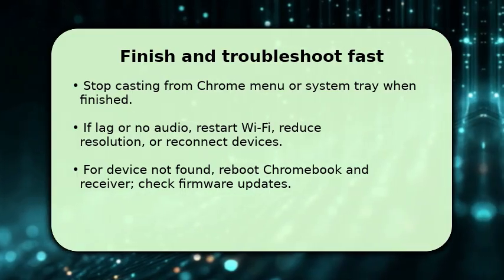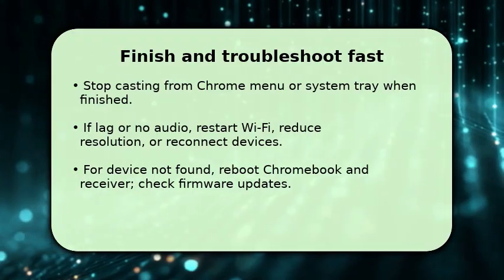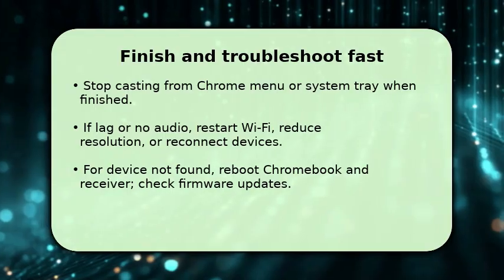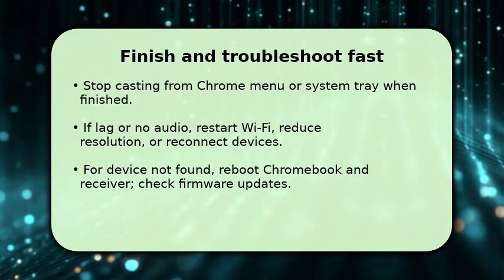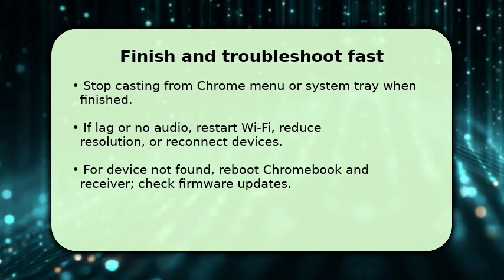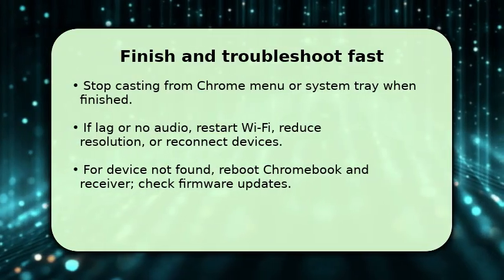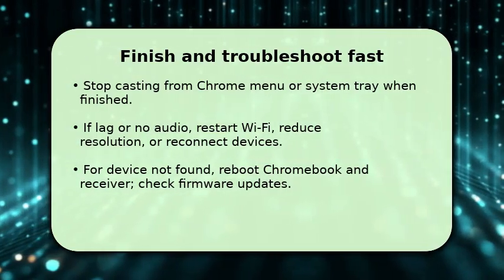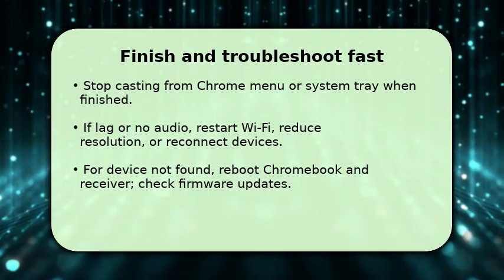If you encounter lag, dropped audio, or stuttering, immediately reduce the cast resolution, restart the Wi-Fi router, or reconnect both devices to the network. This resolves most bandwidth issues. If the receiver never appears, reboot the Chromebook and the receiving device and check for firmware updates. Often a quick reboot or update fixes discovery problems without deeper troubleshooting.